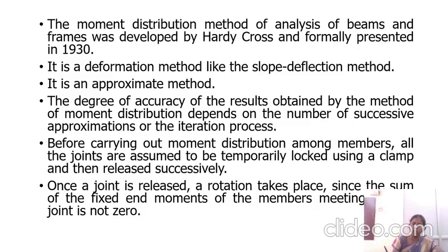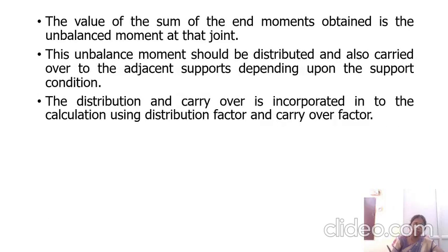Before carrying out the moment distribution among members, all the joints are assumed to be locked, that is fixed, and then released successively. Once a joint is released, the rotation takes place since the sum of the fixed end moments of the members meeting at the joint is not zero. Because the fixed end is released, there will be an unbalanced moment at the support.